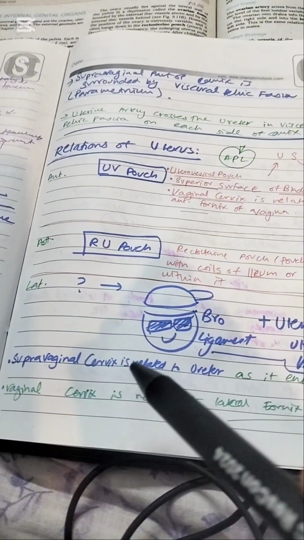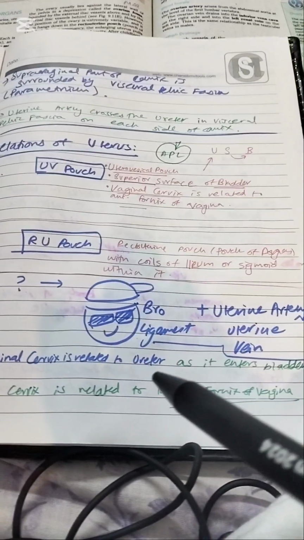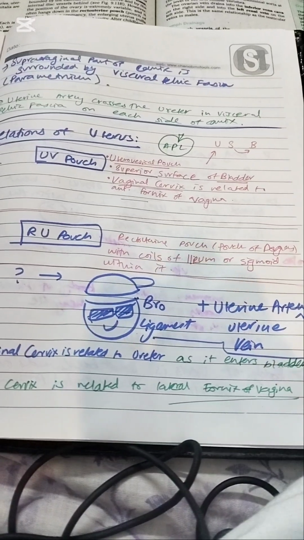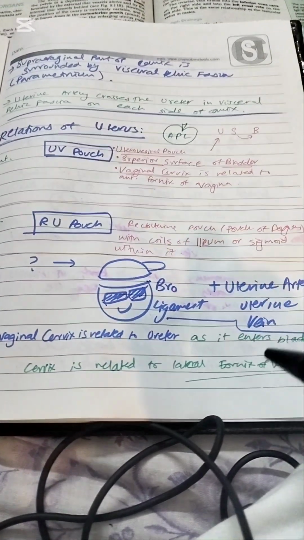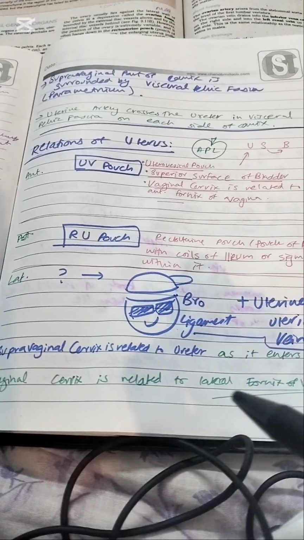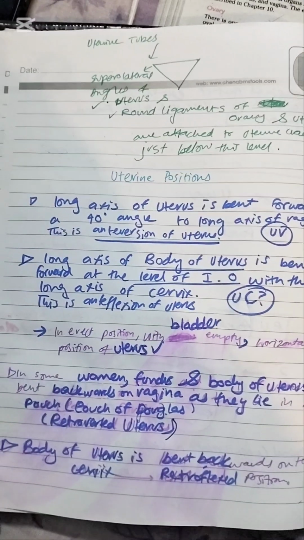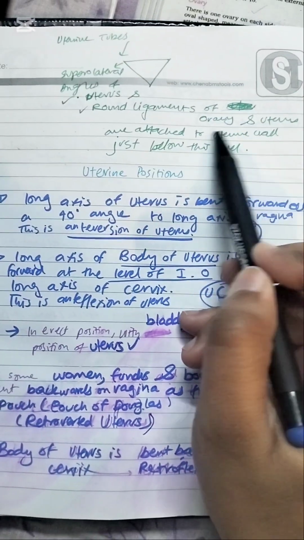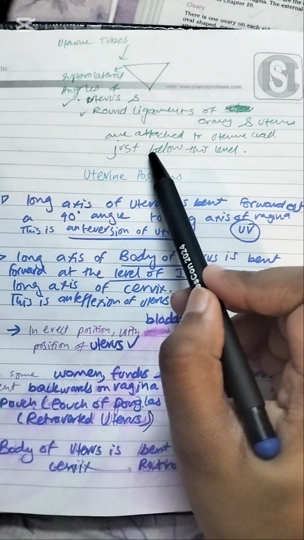Now let's talk about the supravaginal cervix and the vaginal cervix. The supravaginal cervix is related to the ureter, and the vaginal cervix is related to the lateral fornix of the vagina. The supravaginal part of the cervix is related to the ureter as it enters the bladder, and the vaginal cervix is related to the lateral fornix of the vagina. The uterine tubes are going to enter the supralateral angles of the uterus, and the round ligaments of the ovary and the uterus are attached to the uterine wall just below this level.